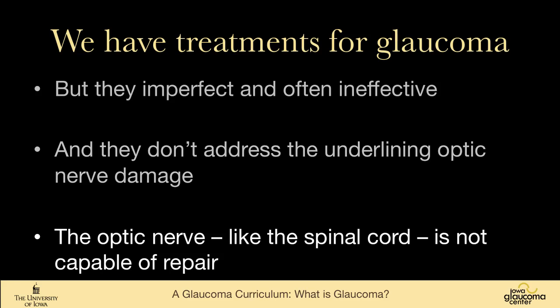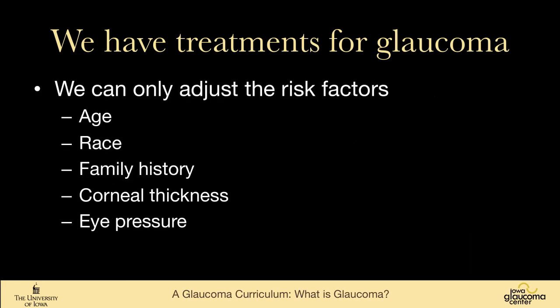The optic nerve, like the spinal cord, is not capable of repair. It's really more of an extension of the brain than it is a nerve like the peripheral nerves in your arms and legs. And since we can't treat the nerve itself, we're forced to think about things that lead to glaucoma, and of the major risk factors for glaucoma, the only thing that we can treat is the pressure. And so a lot of glaucoma is lowering intraocular pressure. A lot of this curriculum will be about dealing with intraocular pressure, but you shouldn't go into it with the idea that glaucoma is intraocular pressure.